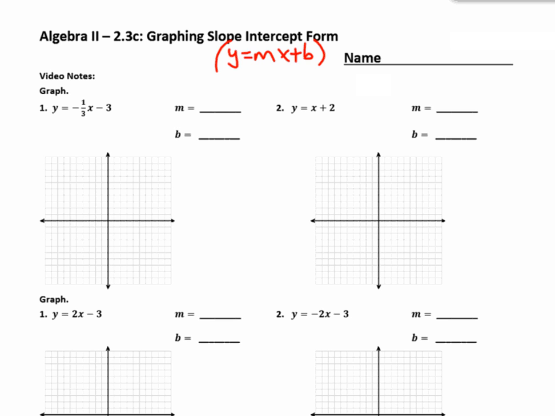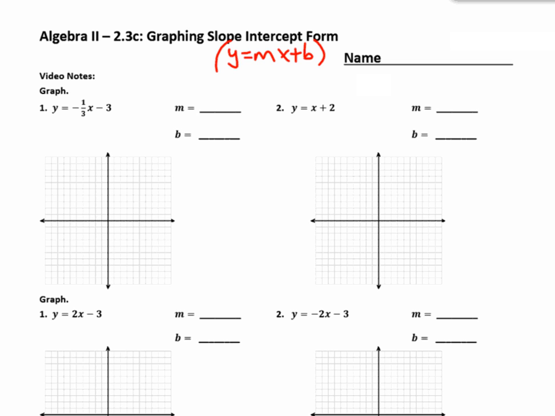We're going to take a look here at 2.3c. This is graphing slope-intercept form. So once I've got this equation solved for y equals mx plus b, slope-intercept form, then I want to graph it. That's the whole point of putting it into that form. And so not only do I want to be able to pick out the slope and pick out the y-intercept, I want to actually be able to graph them. Okay?